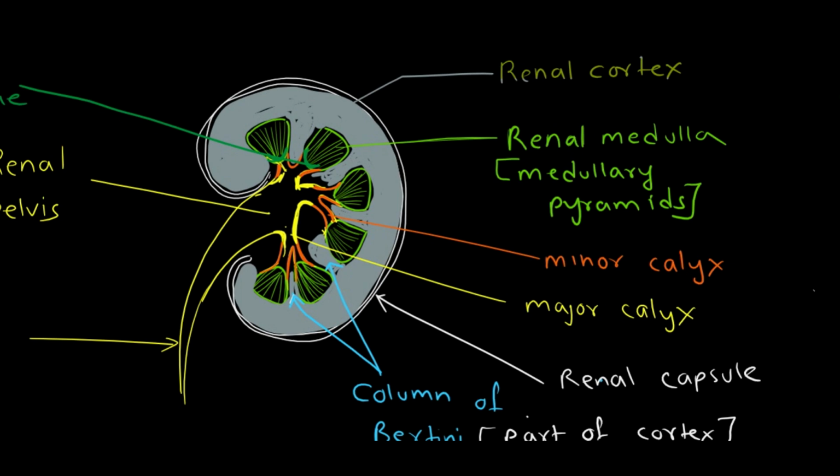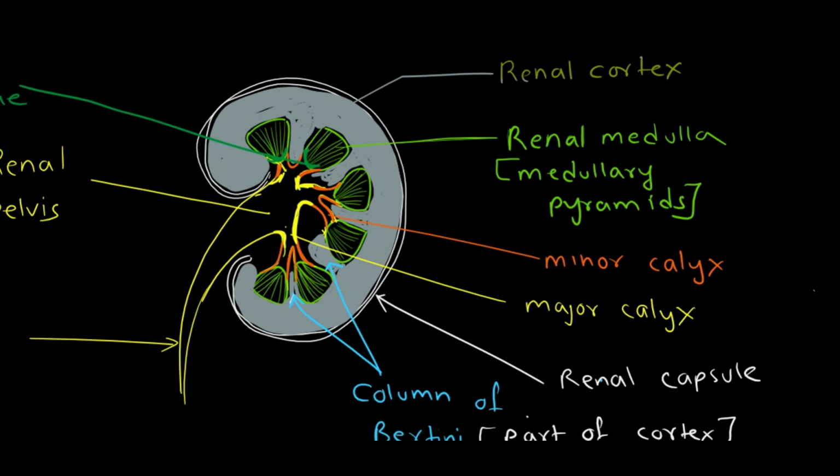Inner to the renal capsule, this gray colored portion is referred to as renal cortex. That means the kidney is divided into two regions, renal cortex, and inner to the cortex you can see these green color structures which are similar to a pyramid or triangular structure. These are referred to as renal medulla, which includes medullary pyramids.